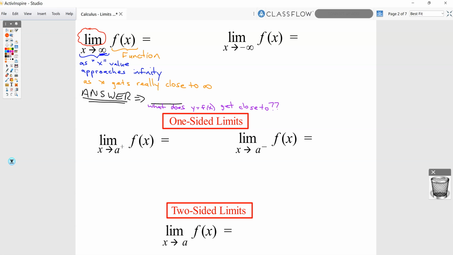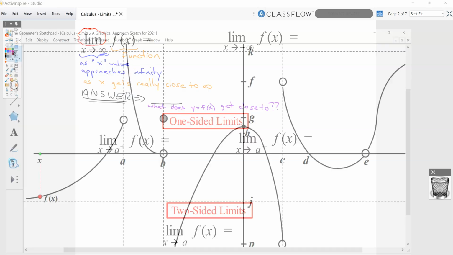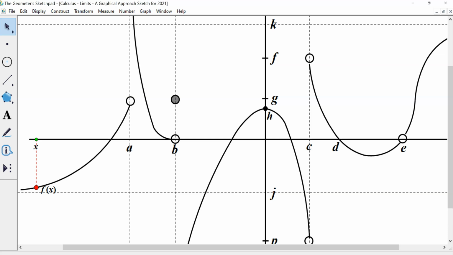All right, so this first time we're going to approach this with our graph. Let me pull up our graph and we can take a look at this. We're going to do this first problem right here. Here's my function f of x, and notice right now I've got an x value that can move around, and as the x value moves around, my red y value, the function value, is changing also.